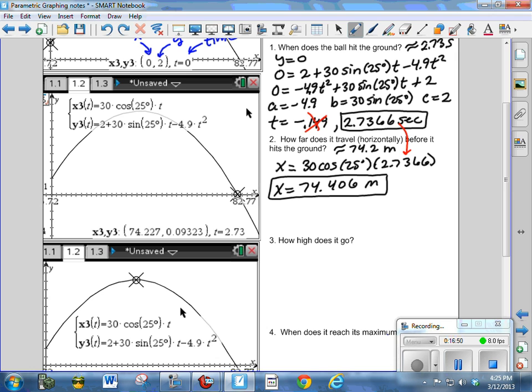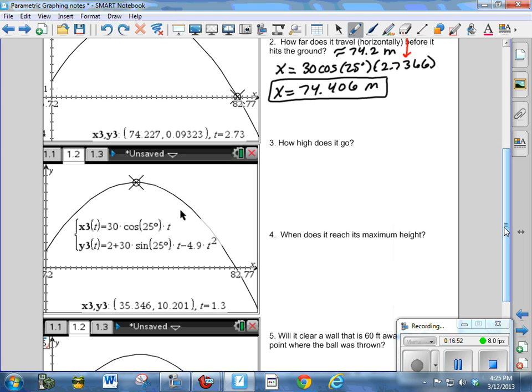Now, how high does it go? Okay, how high is a maximum value? This is one where we don't have a direct algebraic way to do a maximum value just because we haven't learned the derivative yet. That's how you would do it. So this is one where I would allow you to trace. However, there is another way to think about it too.